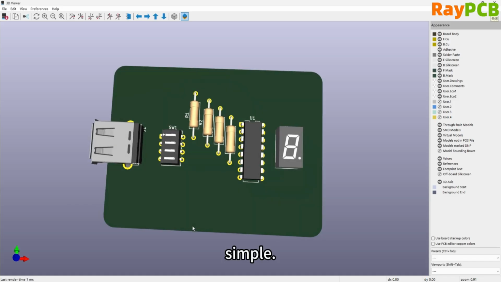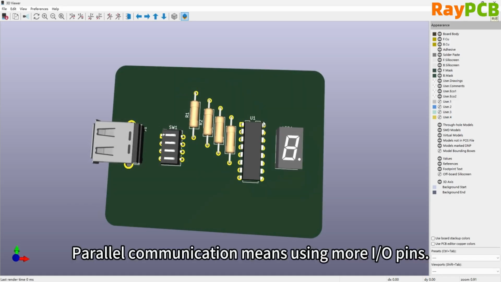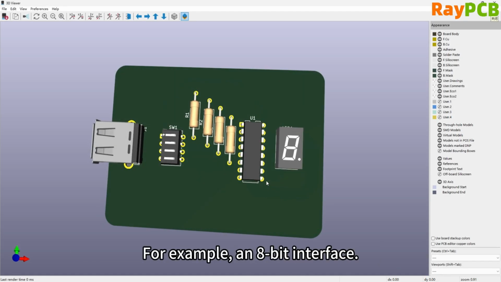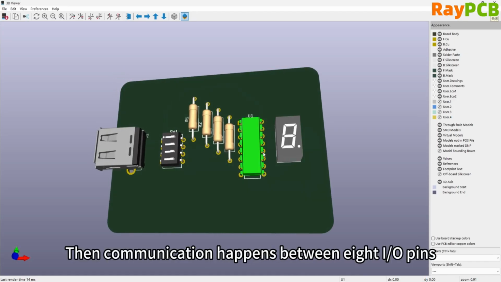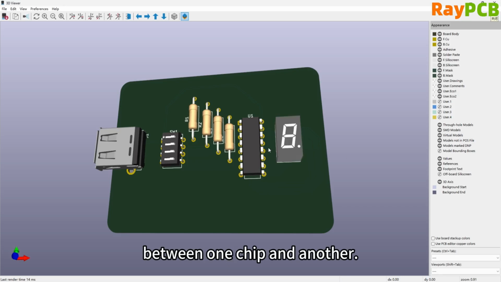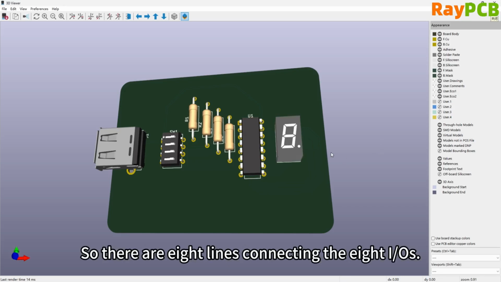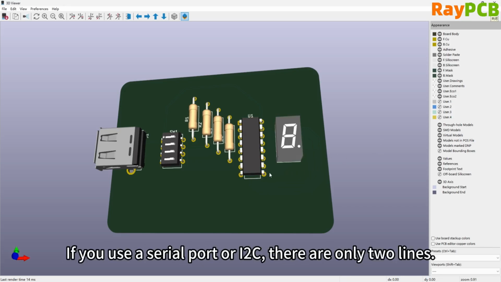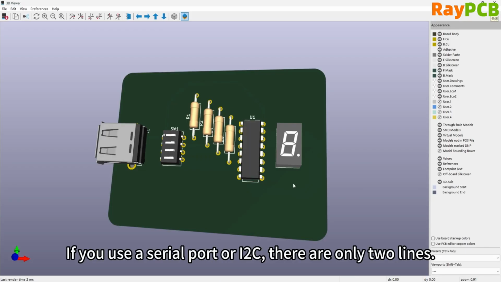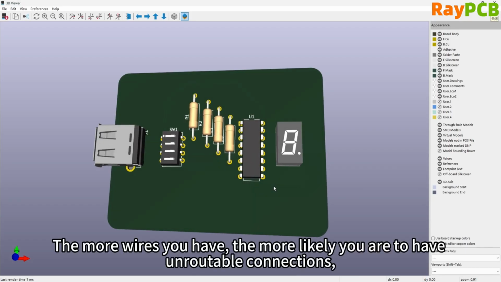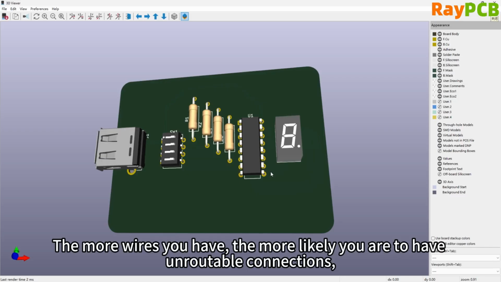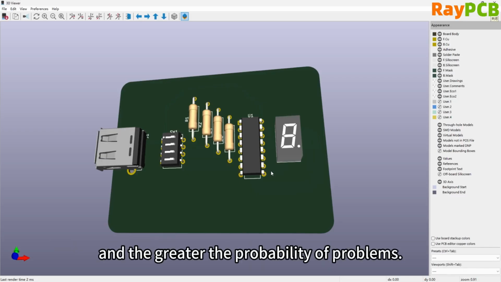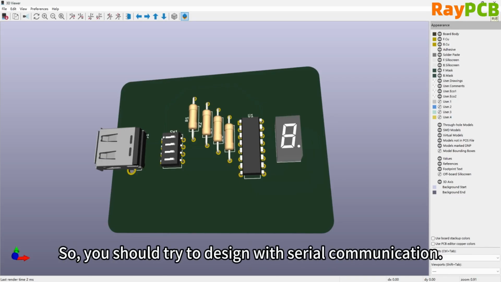Actually, this is quite straightforward. Parallel communication simply uses more lines. For example, with an 8-bit setup, there are 8 IOs communicating between one chip and another, so there are 8 wires connecting those 8 IOs. For serial communication, if you use a protocol like I2C, there are only 2 wires, so the more wires you have, the higher the chance and likelihood of routing issues or failures. That's why it's best to design for serial communication whenever possible.